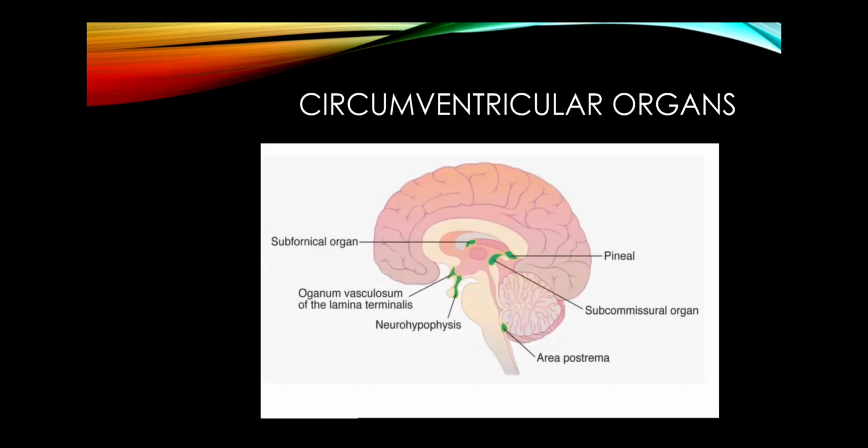Now, there are some areas of the brain that lack a blood-brain barrier, and these are called circumventricular organs. I will only mention one for now, and that is this area right here called the area postrema. Here's the fourth ventricle, so it's in the lower part of the fourth ventricle. This is otherwise known as the vomiting center of the brain.